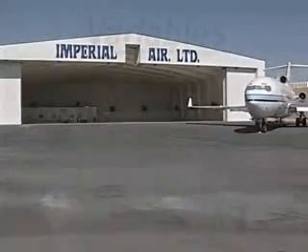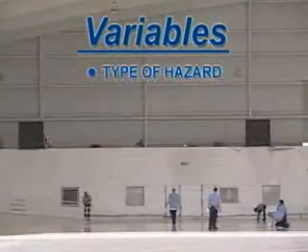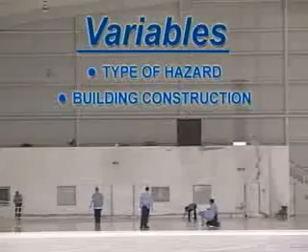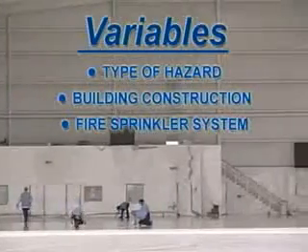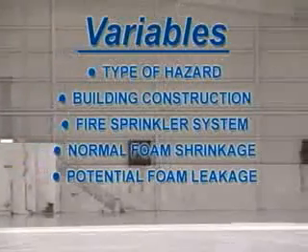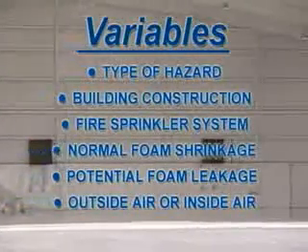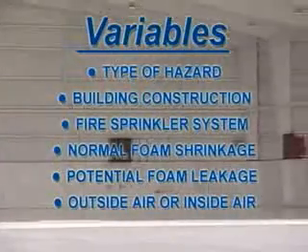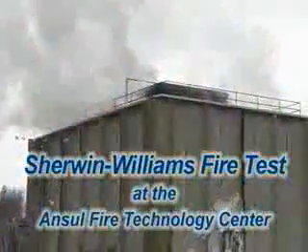The calculations are based on a number of variables: type of hazard, building construction, presence of a sprinkler system, normal foam shrinkage, potential foam leakage, and whether outside air or inside air would be used to expand the foam. To determine the viability of using total flooding high-expansion foam systems for their rack storage warehouses, Sherwin-Williams asked Ansul to run full-scale fire tests at the Ansul Fire Technology Center.